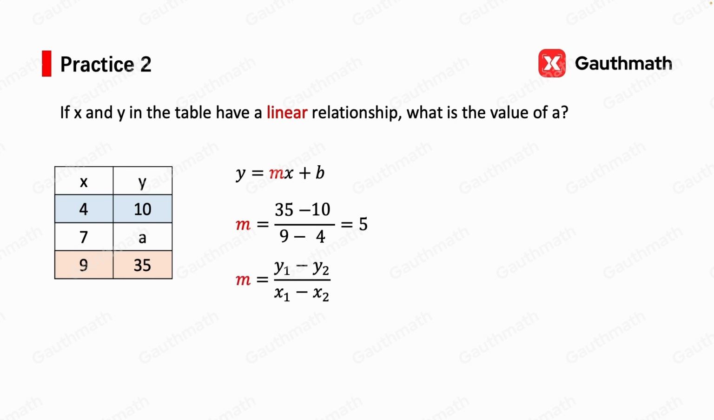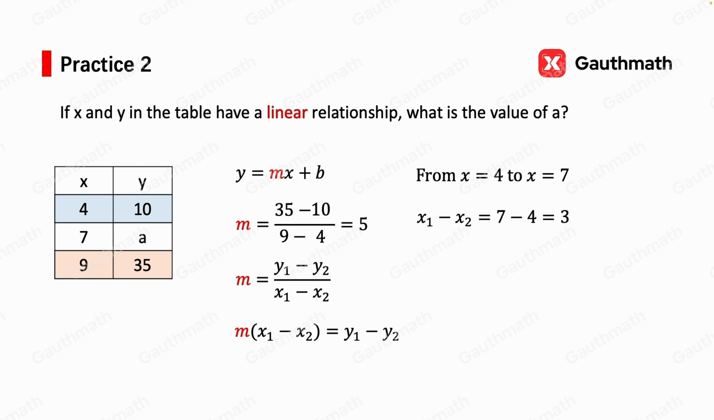A slope of 5 means that for every 1 unit increase of x, y would increase by 5 units. So from x equals 4 to x equals 7, x increases by 3 units. That means y has to increase by 15 units. And thus our unknown number A is 10 plus 15 equals 25.